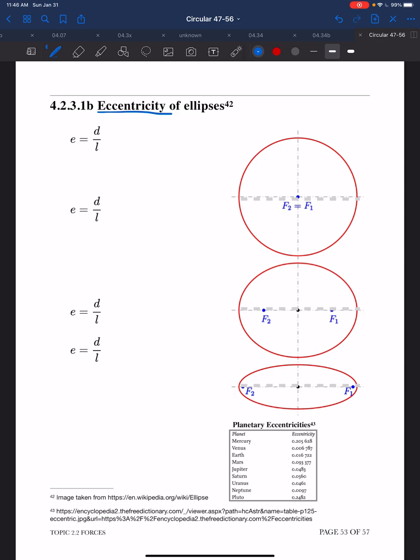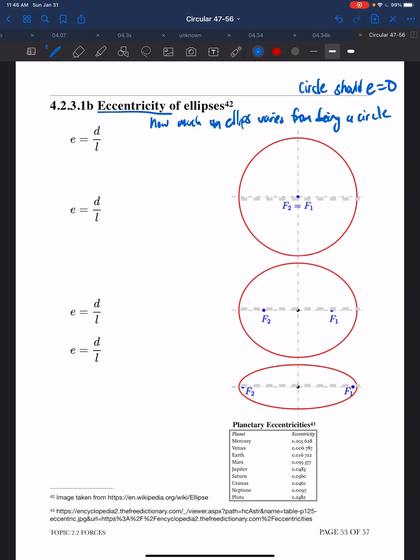So eccentricity is a measure of how much an ellipse varies from being a circle. So if something were a circle, its eccentricity should be a zero. So a circle should have eccentricity equal to 0.